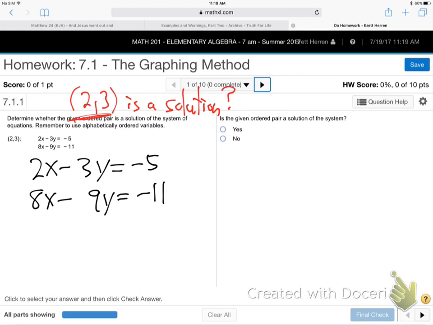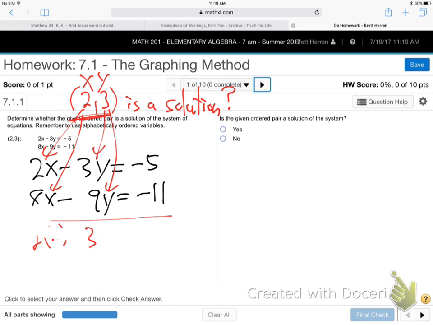So how do we figure out if it's a solution? What do you do? Plug it in. It's just a plug-in. The first three questions in this section are real easy. Now remember, x always comes first, followed by y, right? It's always alphabetical, x then y. Plug in the 2 for x, plug in the 3 for y.